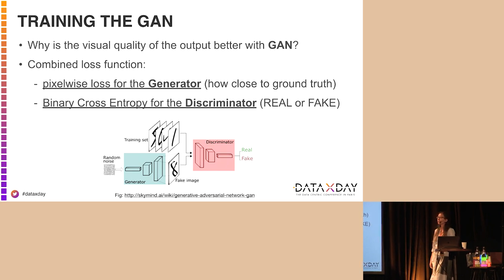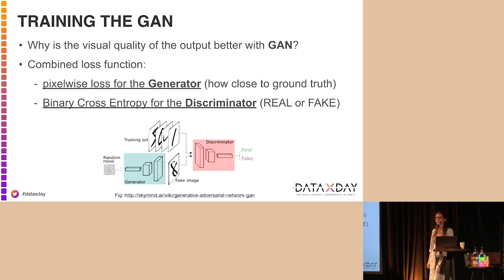So now, instead of just using the pixel-wise loss function, we use a combined loss function that has the pixel-wise component for the generator and also the binary cross entropy for the discriminator. So the pixel-wise loss is going to focus on how close is the generated output to the ground truth, whereas the other one focuses on, are the images real or fake? How close are the images that we generate to the real photographs?